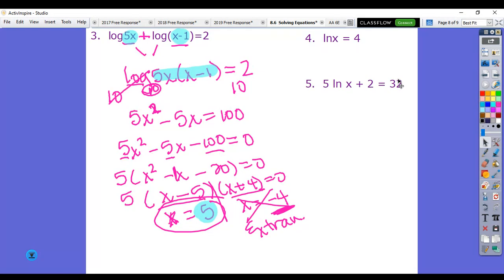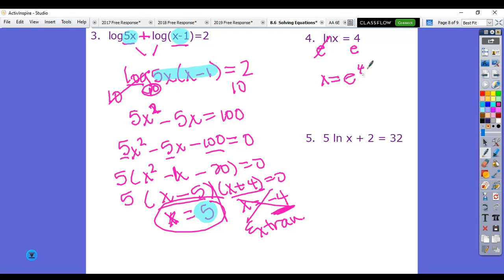All right, let's come back to number 4. If the base of the log is 10 with the letters log, what is the base when it's ln? Remember, this is base e. So what would cancel out ln is e to both sides. E cancels out ln as long as there's nothing in between. So we get x equals e to the 4th. And that is all you need.